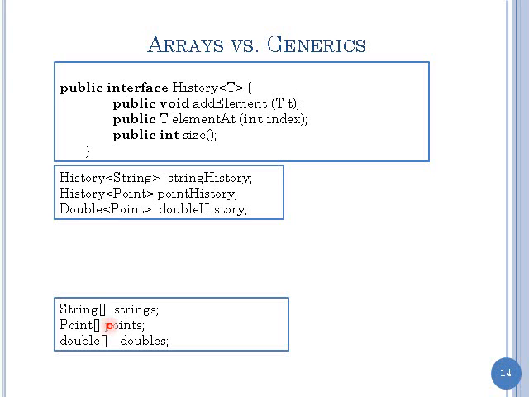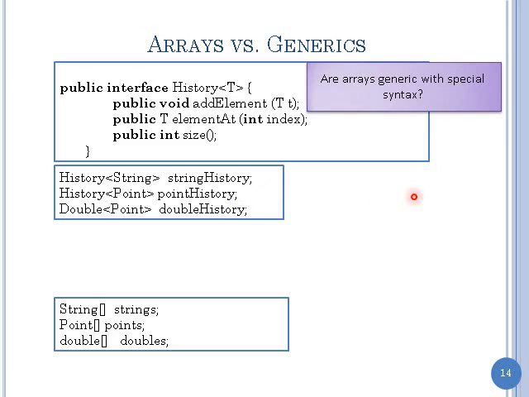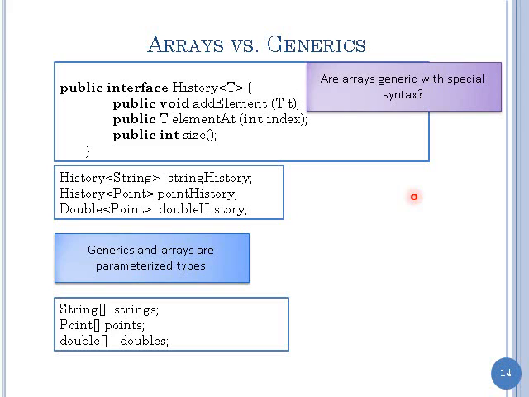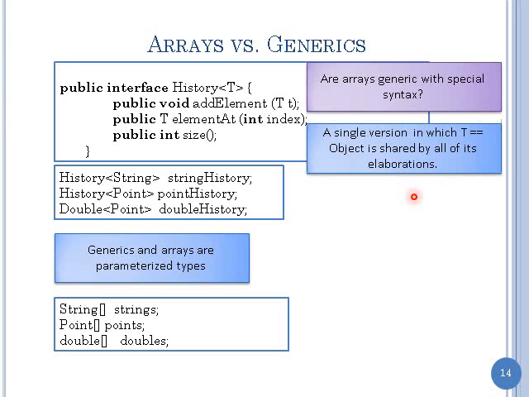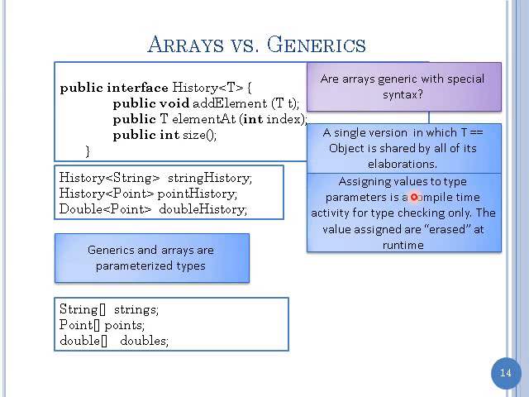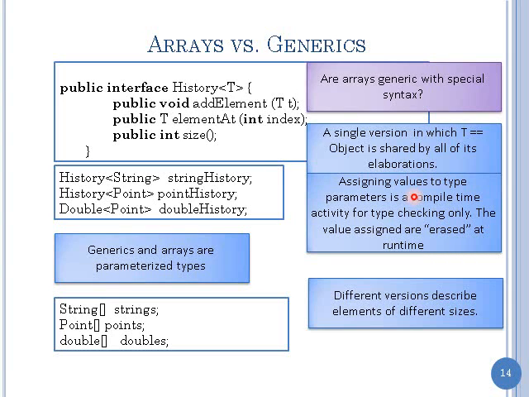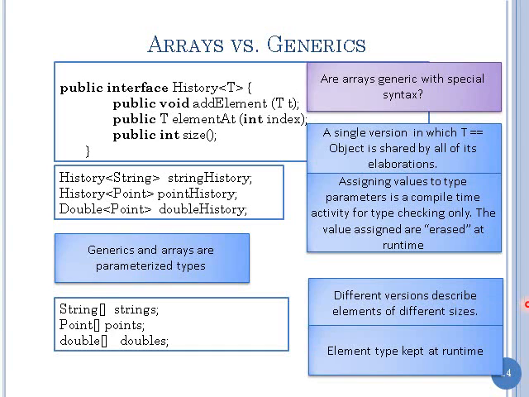And that's why things get confusing, because we have something that's kept at runtime and something that's not kept at runtime, even though they look very similar. So arrays are generics with special syntax, and generics and arrays are parameterized types, that is true. To emphasize, there's a single version where T is equal to object, whereas here different versions describe elements of different sizes perhaps. They can be the same size, but they can be different sizes. And in fact, element type is kept at runtime. So there is a fundamental difference here, and you need to be aware of it. Zach?